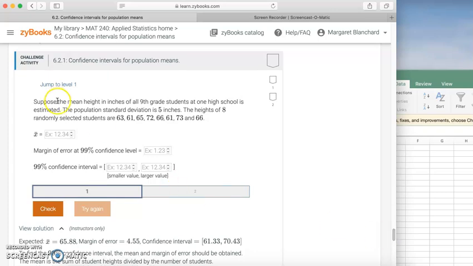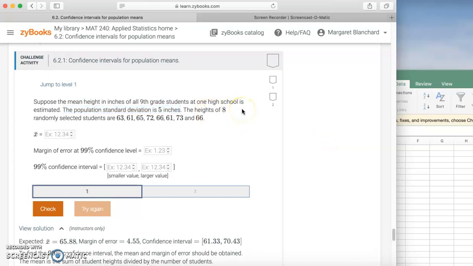I want to pause right there. The population standard deviation is 5 inches. That means that we can use the Z numbers. We use the standard normal because we know the population standard deviation. We don't use the T stat. We use the Z stat.